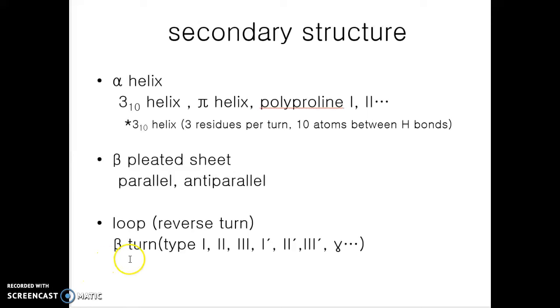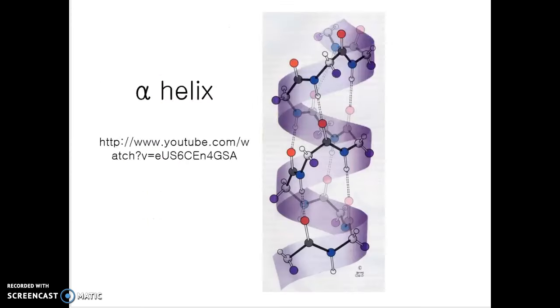In this session, I'm going to explain about the secondary structure, mainly alpha helix. There are three major secondary structures: alpha helix, beta sheet, and loops. Alpha helix main chain has this kind of helical pattern.